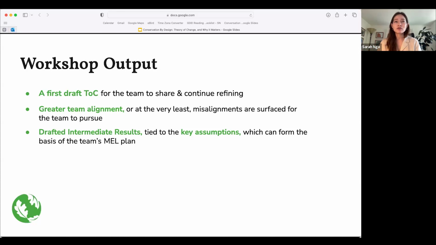Second workshop output: greater team alignment, or at the very least, an understanding of where key misalignments might be, and where continued conversation might be really helpful. And then finally, some drafted intermediate results that are tied to the key assumptions or key logic gaps in the theory of change. And those can form the basis, again, of the team's monitoring, evaluation, and learning plan.